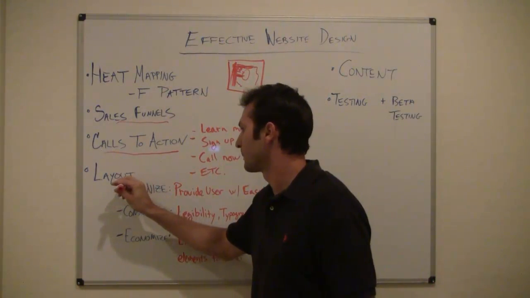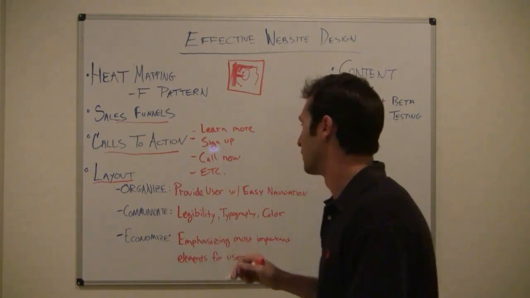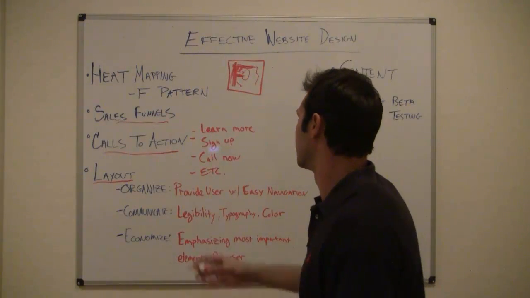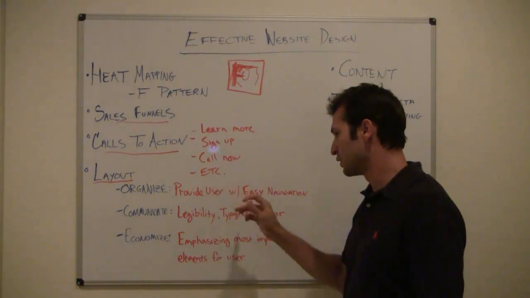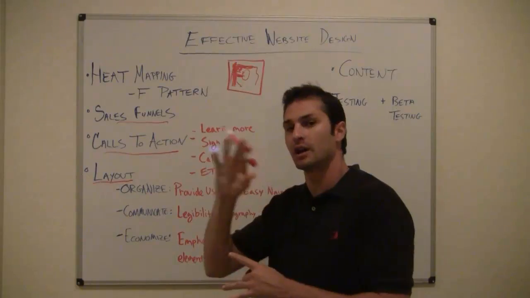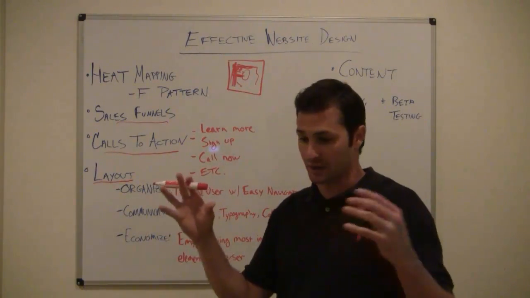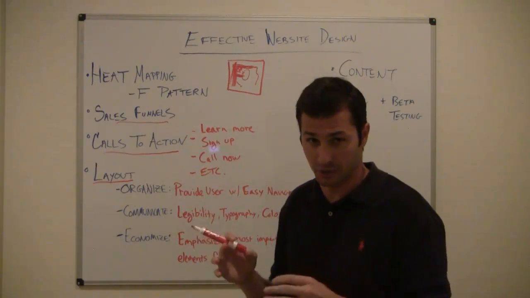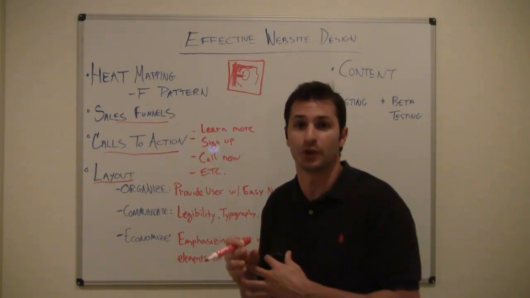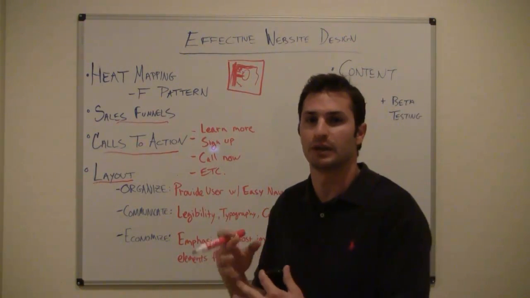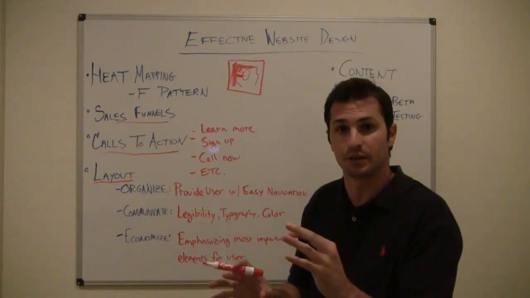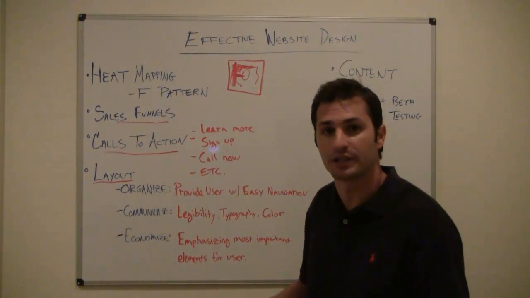Let's talk a little bit about the layout of your website. We have a couple points here: organize, communicate, and economize. So layout, organize. Provide the user with easy navigation. This means not inundating people with a ton of information, and not trying to make them think that they're going to take it all in. People aren't going to read everything on your website. They're just going to make assumptions of what's important and go after that. So you also have to make assumptions of what they're going to read, and emphasize what you think is important about your product or service. That's the easy navigation. Make things clear and easy to get to, and not a ton of information that's irrelevant.